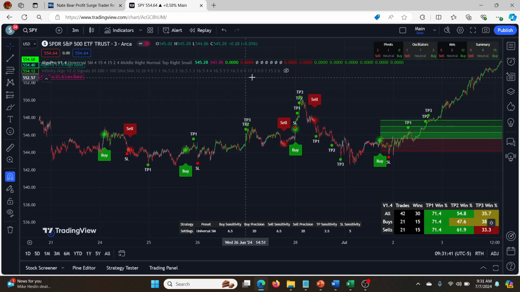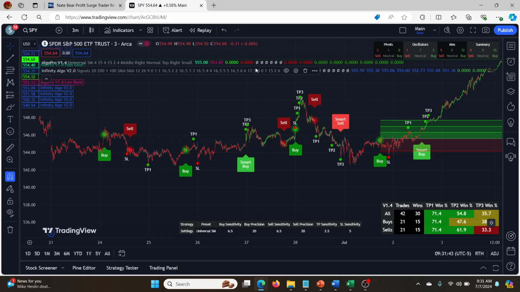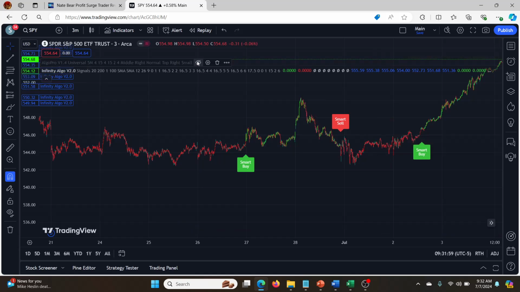Again, default settings. If we switch to Infinity Algo, you can see it's not much better though, right? Infinity Algo doesn't have any signals in this area. Then it has kind of a signal that you'd have to hope you could actually catch. Let's turn Algo Pro off here. So if we go to Algo Pro, it's so difficult to get these.